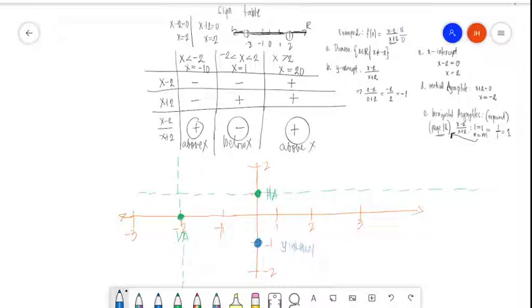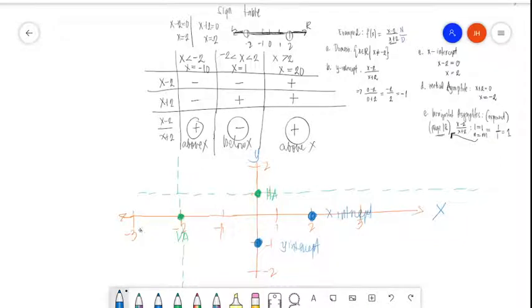Y-intercept. No need to put this one, but I'm just going to emphasize to you that it's the y-intercept. And then the x-intercept is 2. So we have also here 2. X-intercept, it's the x-axis. X-axis, y-axis. So we have here the x-intercept. Okay, so we are done with our plotting.